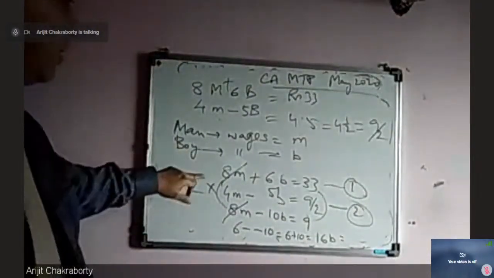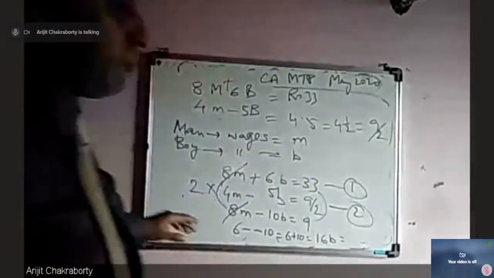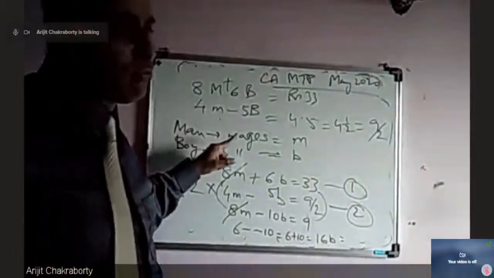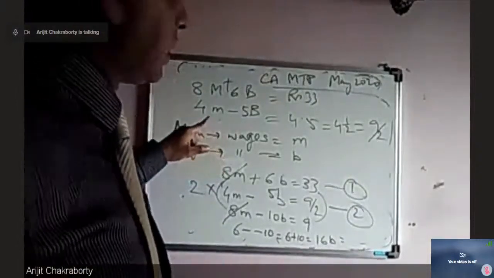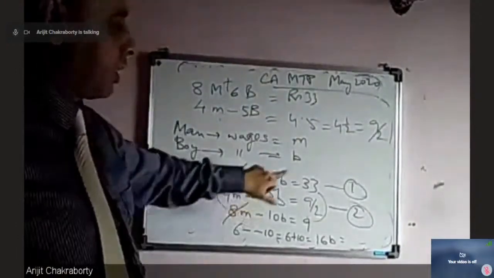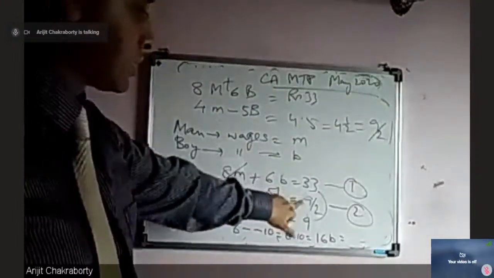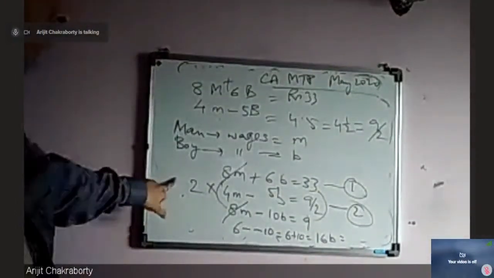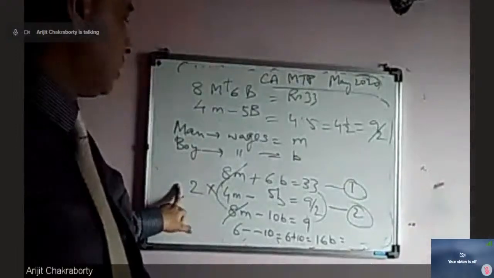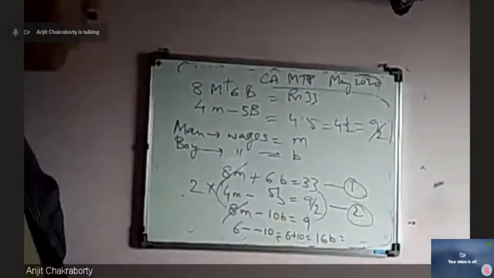So you have 8 men plus 6 boys is 33. 4 men minus 5 boys is 9 by 2, 4.5. So 8 men plus 6 boys is 33, and 4 men minus 5 boys is 9 by 2. If you multiply it by 2, we are getting 8 men minus 10 boys equal to 9.